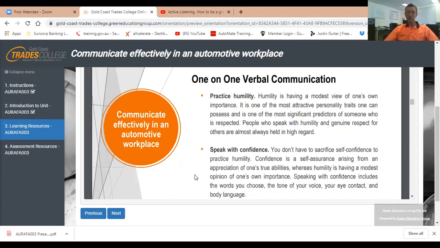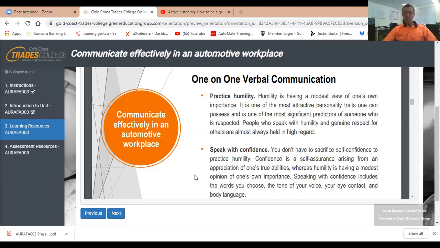Practice humility. Humility is having a modest view of one's own importance. It is one of the most attractive personality traits one can possess, and is one of the most significant predictors of someone who is respected. People who speak with humility and genuine respect for others are almost always held in high regard.